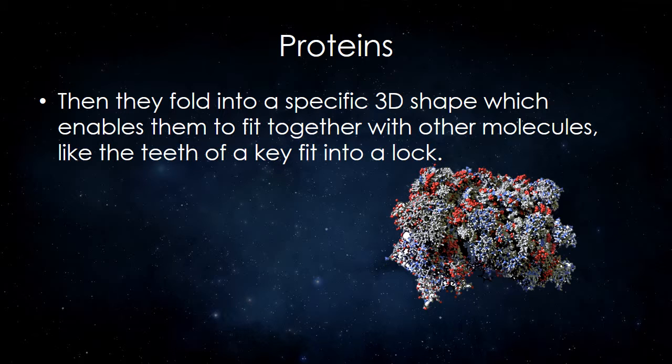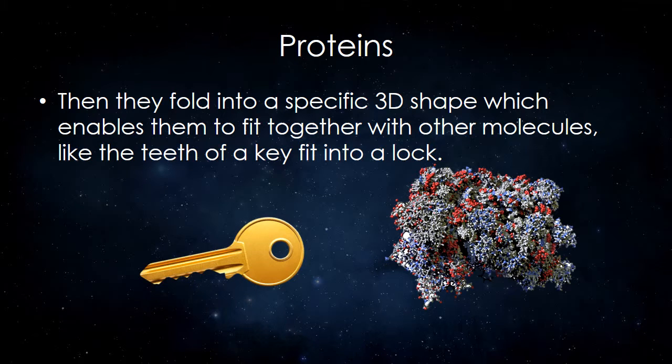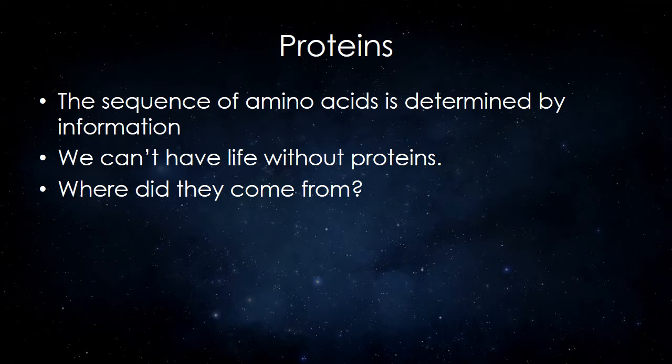Then the amino acid chains have to fold together into a specific 3D shape, which enables the proteins to fit with other molecules, like the teeth of a key fit into a lock. The sequence of amino acids is determined by information. We can't have life without proteins. Where did they come from?